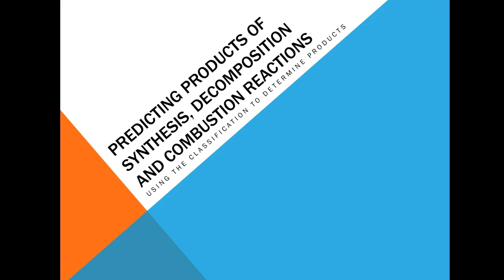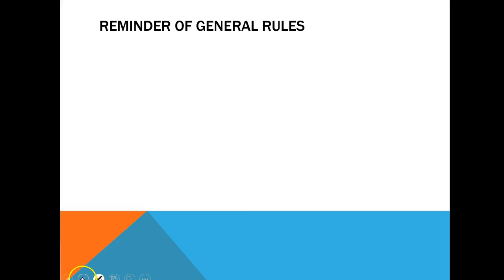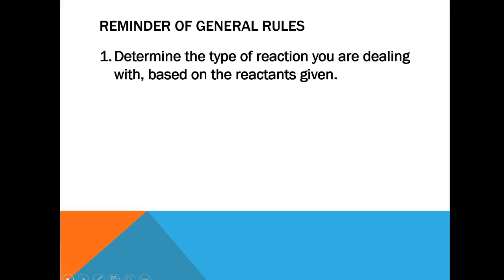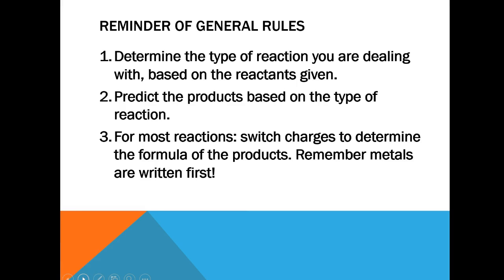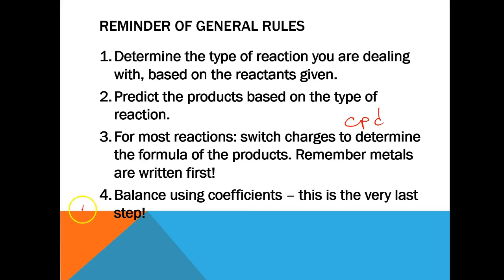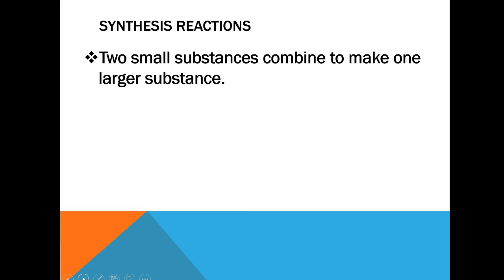So the last one left is producing gases. And those tend to be synthesis, decomposition, and combustion reactions. And so again, you have to be able to classify them. You have to be able to figure out what kind of reaction you're dealing with based on the reactants that are given, predict the products based on the type, and for most of the reactions, if a product is a compound, you are going to drop and swap. And always remember, metals are written first, if there are metals. And then the very last step is balancing. Don't make your life harder than it needs to be.